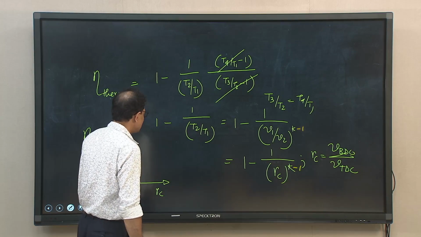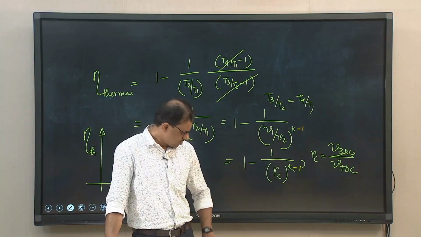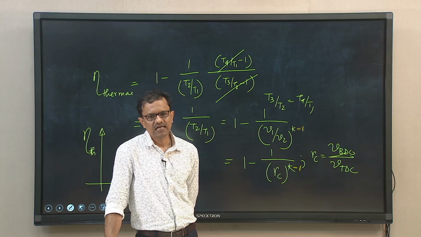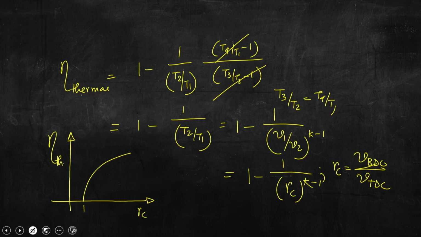Now, when RC equal to 1, efficiency equal to 0. Now, it will be like this. So, this is the curve eta thermal versus RC. So, if we increase the compression ratio, efficiency will increase, that you can see. So, if we increase RC, efficiency will increase. Okay. So, this is all about the thermal efficiency of the 4-stroke cycle SI engine.